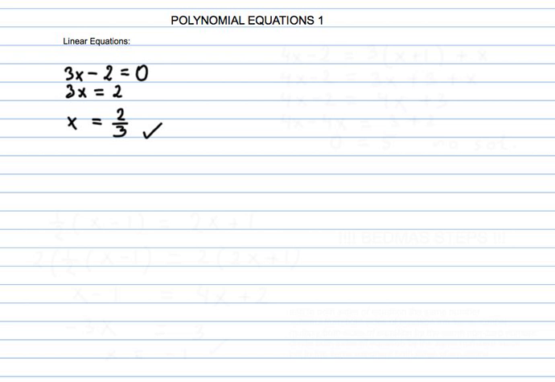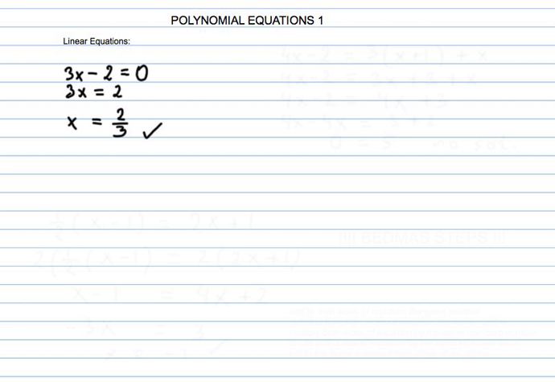So this is an example that illustrates solving a simple linear equation. 3x minus 2 is equal to 0. You solve that equation by simply rearranging it so you separate variables from constant values, and by dividing both sides by 3 you get the solution. So a linear equation, the degree is 1, would have one real solution. Okay, no more than one.